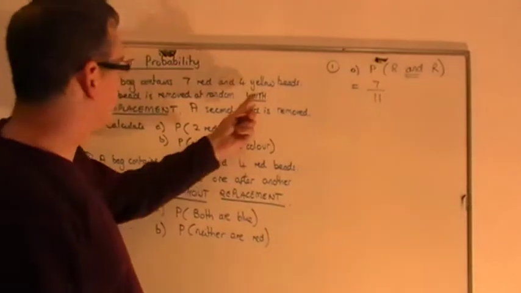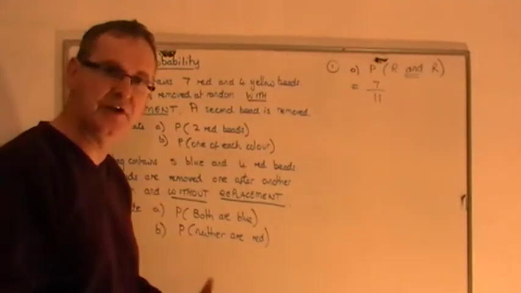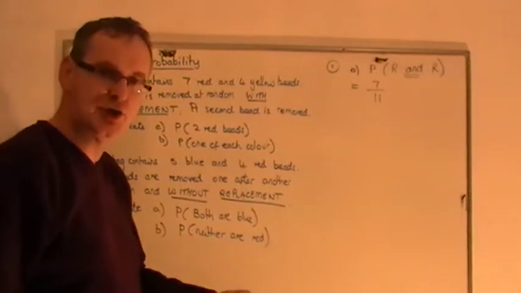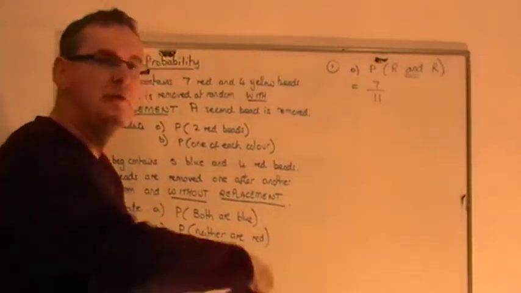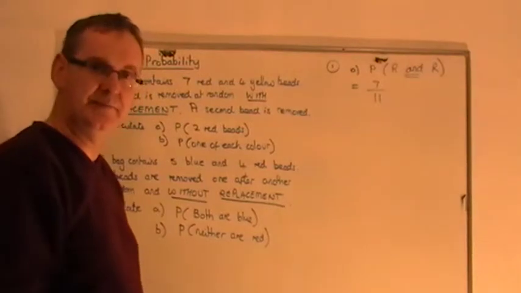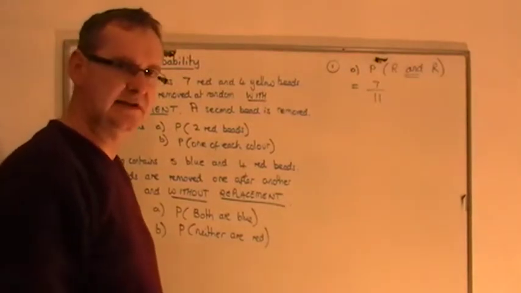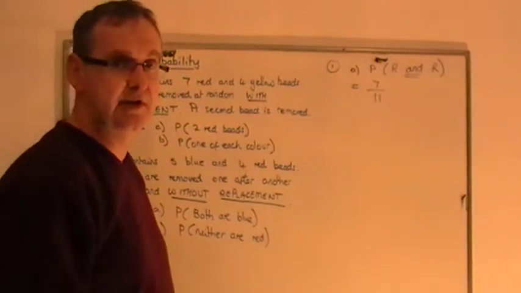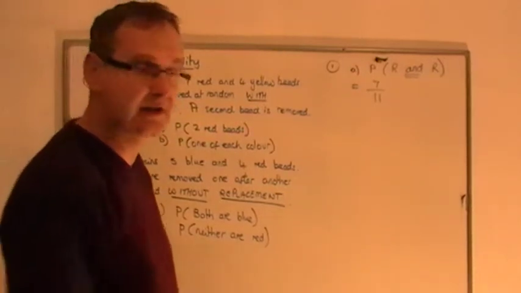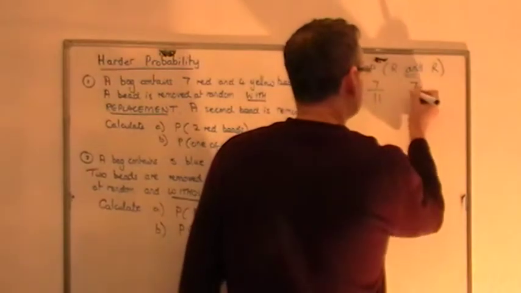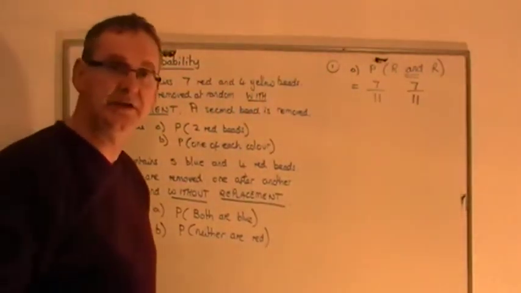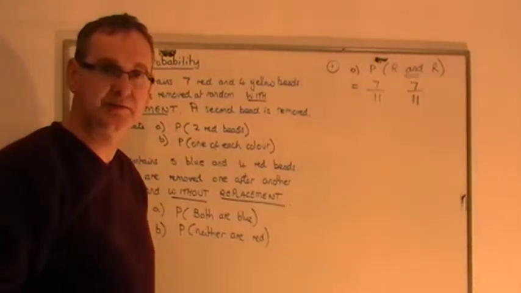Okay, now on the second go, you work out the probability of getting another red bead. Now remember, it says with replacement, so that first red bead is put back in the bag. Give it another shake, put your hand in, you pull out another bead. What's the chances of pulling out a red bead? Well, it's exactly the same as the first go. Nothing's changed. There's still 7 red beads and there's still 11 beads in the bag. So for the second go, there are 7 red out of 11 beads. So there's a 7/11th chance.